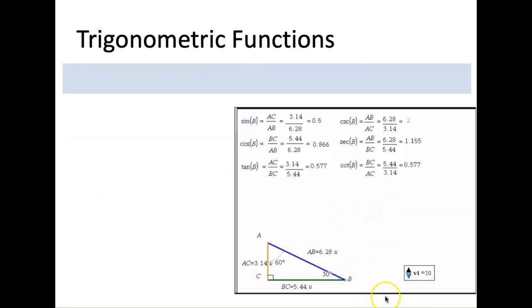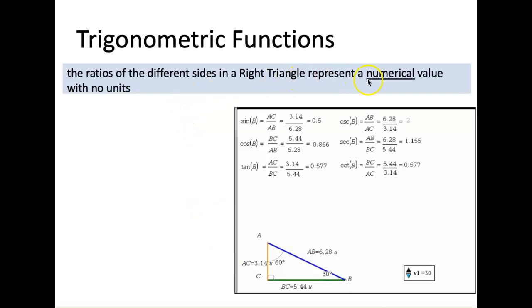Now, the example that I've got here is an interactive one. And what we're going to look at here are the ratios of these different sides. So if I look at angle B here, it is 30 degrees. And the opposite side, they tell me, is 3.14. The hypotenuse is 6.28. So up here at the top, the sine would be 3.14 over 6.28, which is what they have here, which reduces down to 1/2, or 0.5.